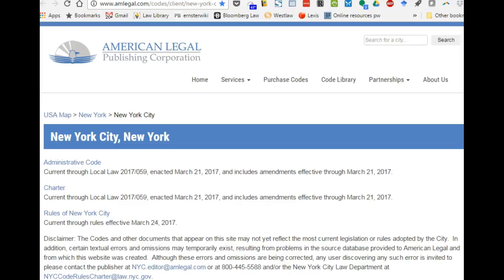If you were to Google New York City Administrative Code, it would eventually lead you here, and what we see again, the charter establishes how the government of New York City, mayor and city council, are going to work. The administrative code is where you see the laws passed by the city council. And because it is a really very large jurisdiction, there are rules. These are the agency rules.